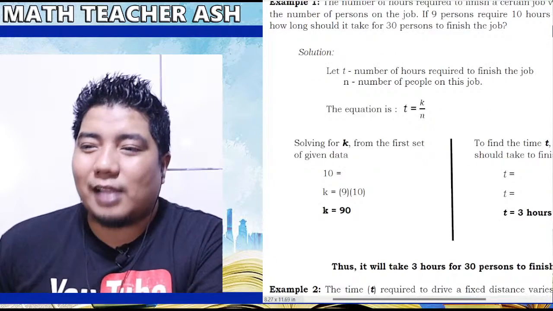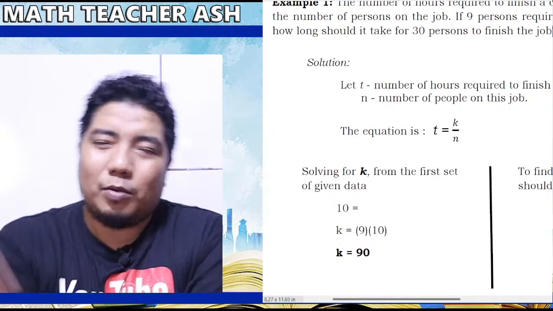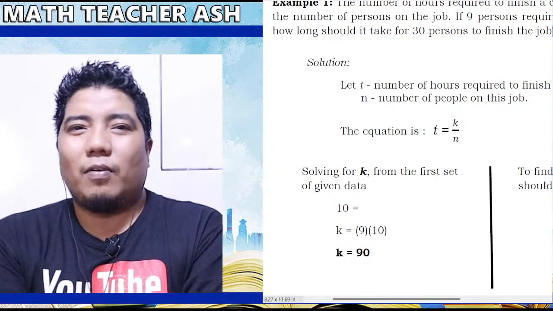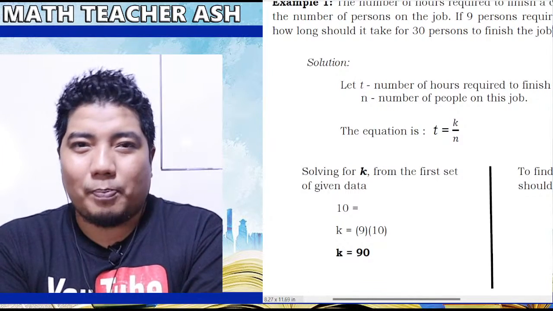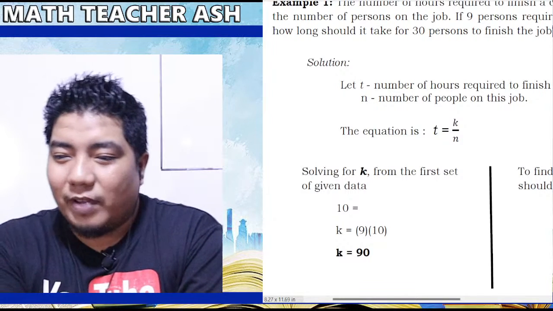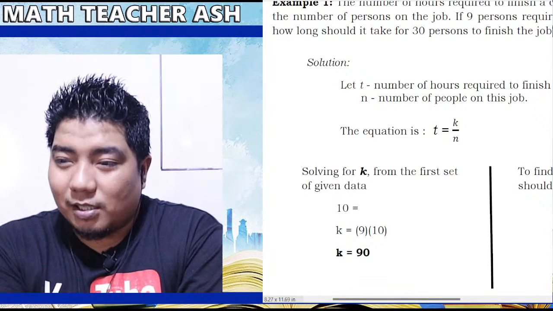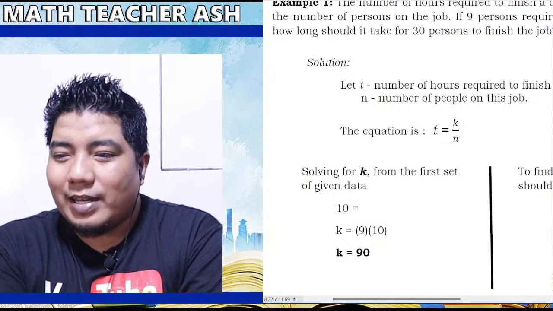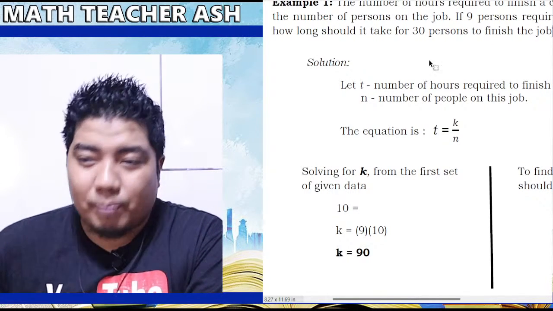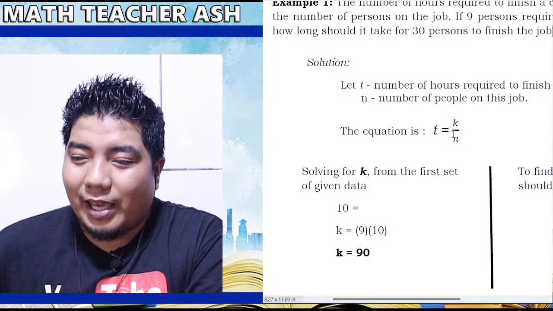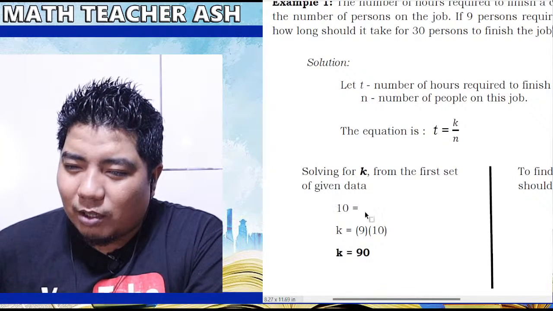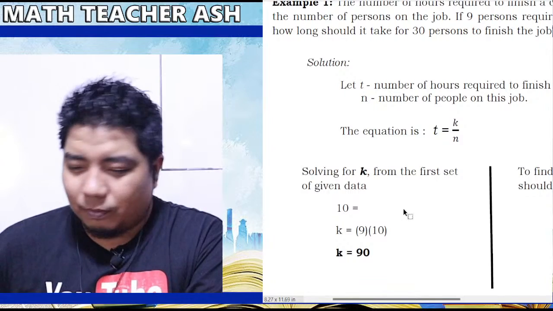Of course, step number 3, after mo malaman kung anong problema, after mo ma-translate kung ano yung equation or formula para sa variation, next thing you do is to solve for the K. So we have here 10, which is 10 hours, and then 9, which is the number of people. So you will now solve for the K.